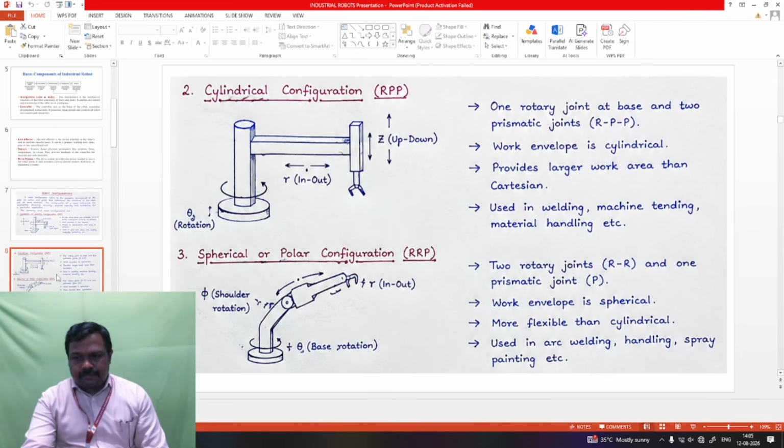Spherical configuration. Two rotary joints and one prismatic joint. The work envelope is spherical. The spherical configuration is more flexible than cylindrical coordinate robots. Spherical coordinate robots are used in arc welding and spray painting.